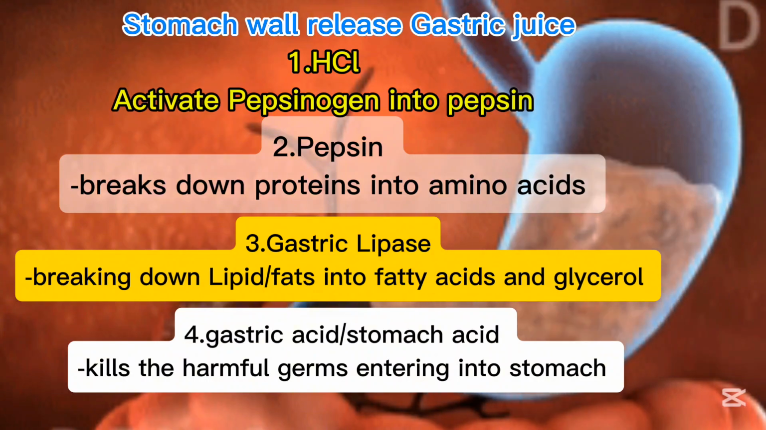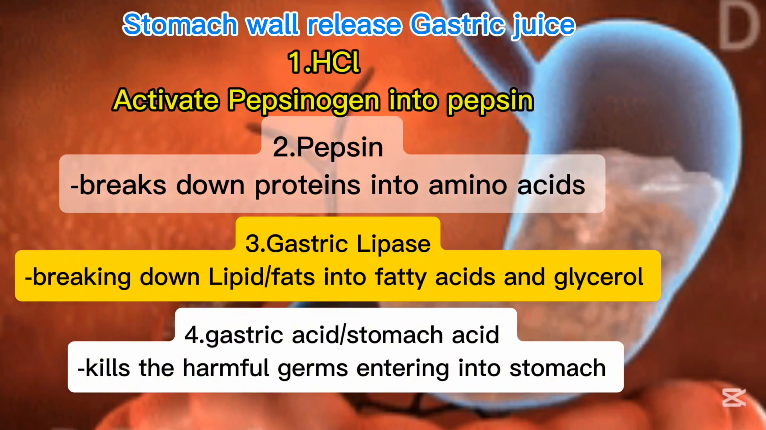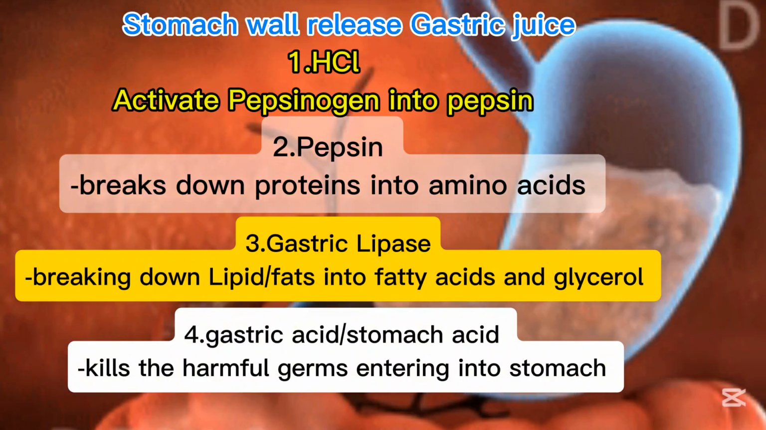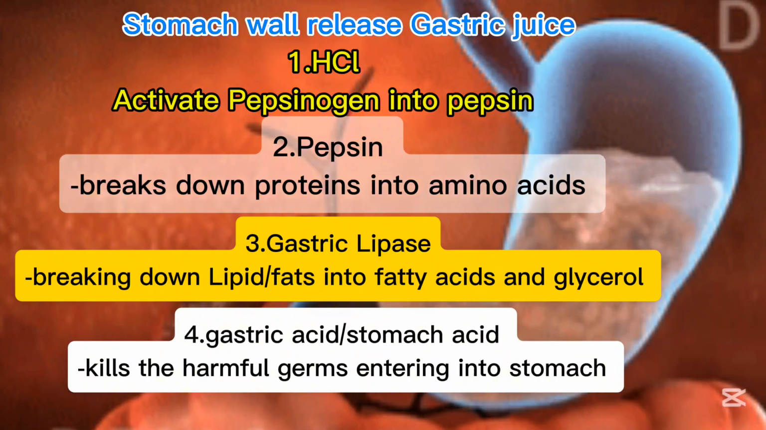And number three, gastric juice contains gastric lipase. Gastric lipase breaks down lipids or fats into fatty acids and glycerol. Number four we have is gastric stomach acid. Now this acid kills the harmful microorganisms entering into the stomach along with the food.